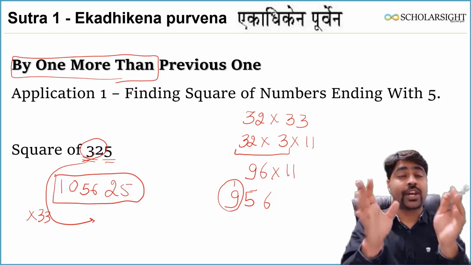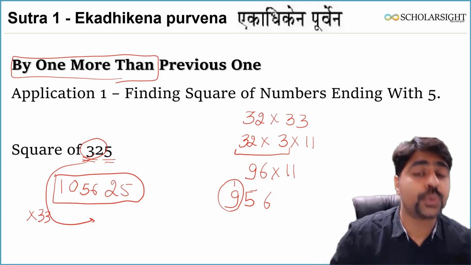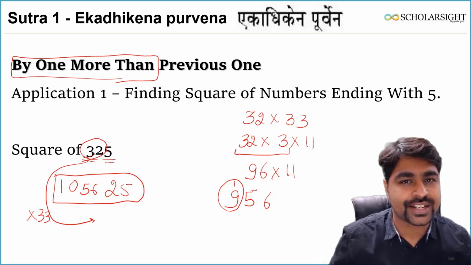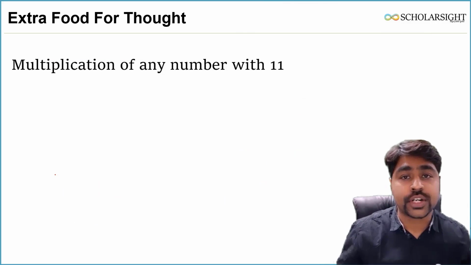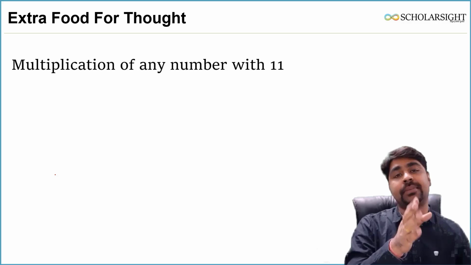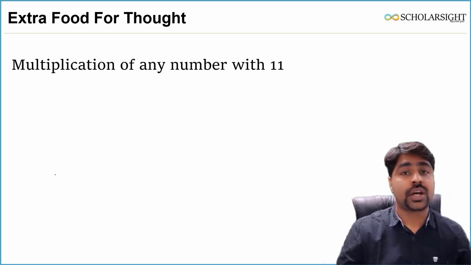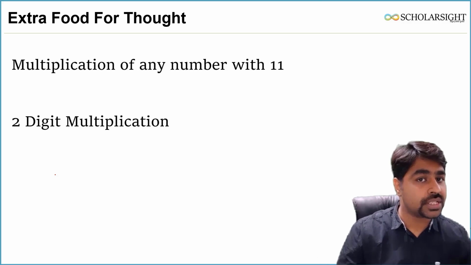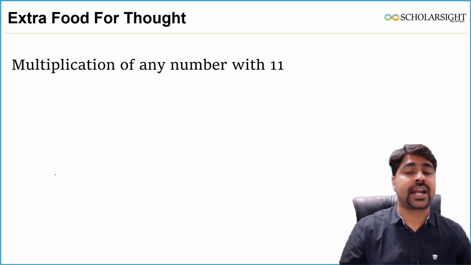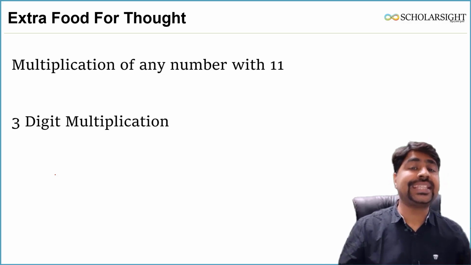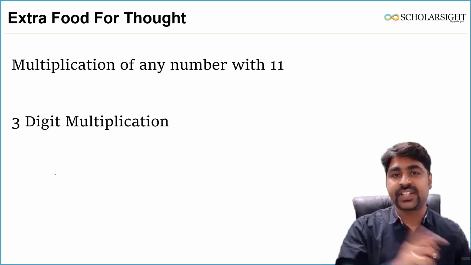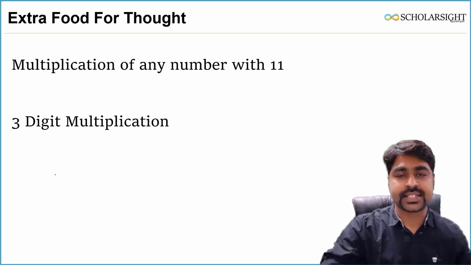See, the square of 325 we were able to do in just a finger click. As of now, what I taught you was the multiplication of any number with 11. But those numbers were 2-digit numbers. Now, I'll make you understand the multiplication of any 3-digit number with 11. How to do that? Let's see.